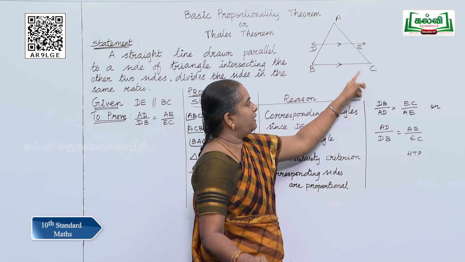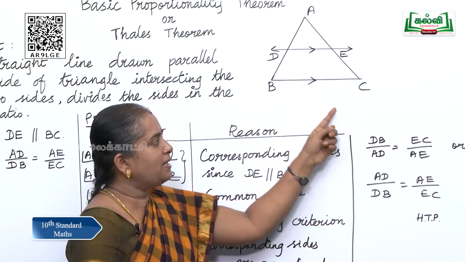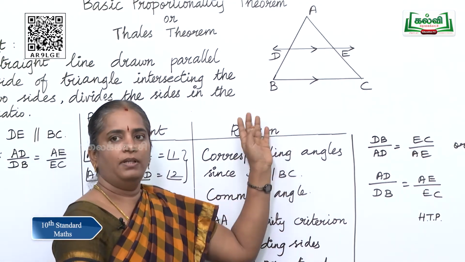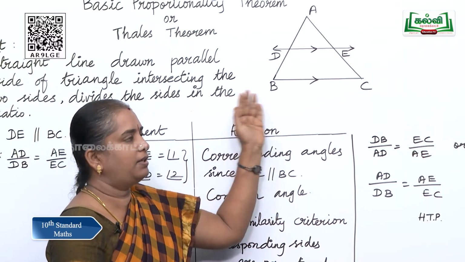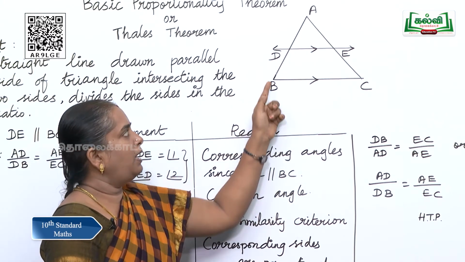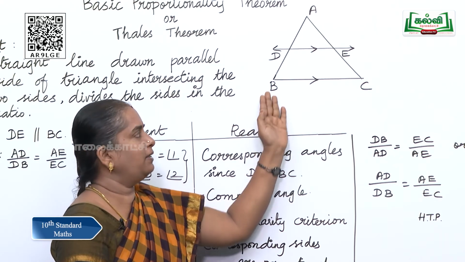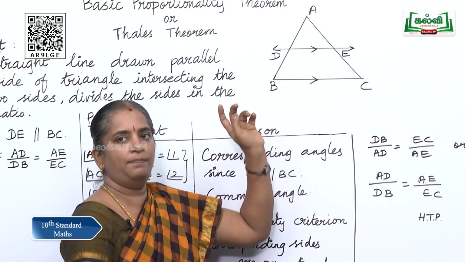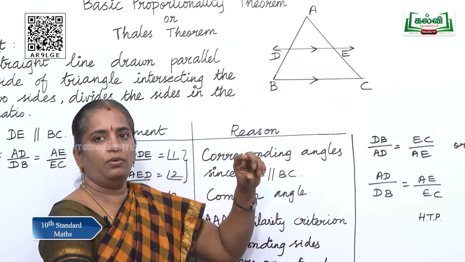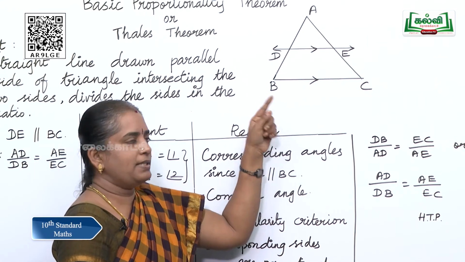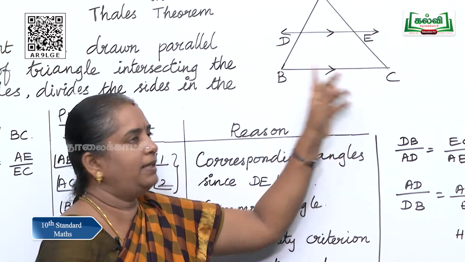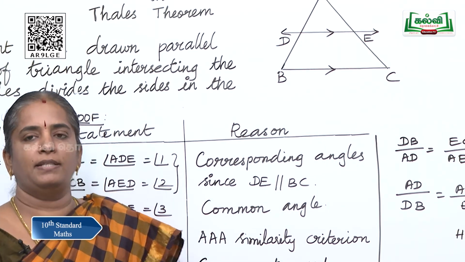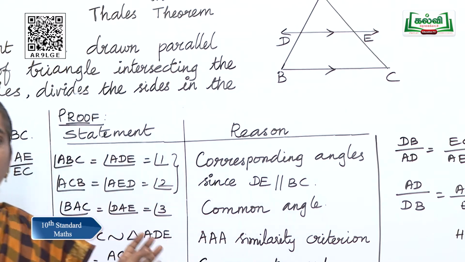So, if triangle ABC is given and if BC is treated as base and if a parallel line, that is DE, a line parallel to BC is drawn, dividing the other two sides or intersecting the other two sides at D and E, then we can say that the ratio with which it divides AB is equal to the ratio with which it divides AC. That is, the ratios are equal or it divides in the same ratio. So, this is the meaning of the theorem.